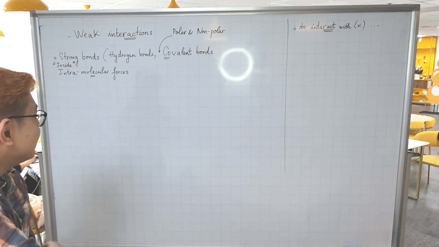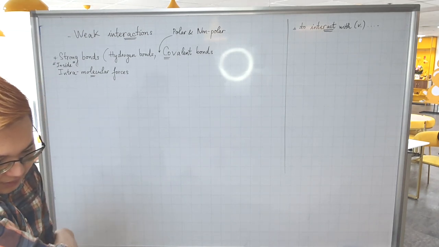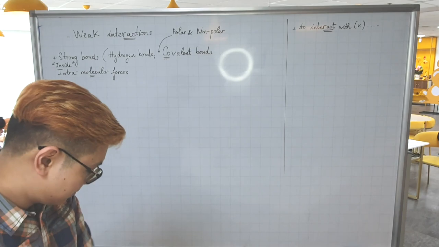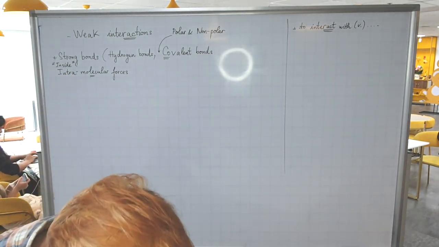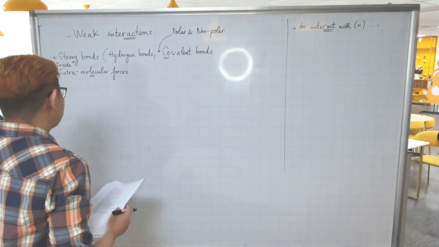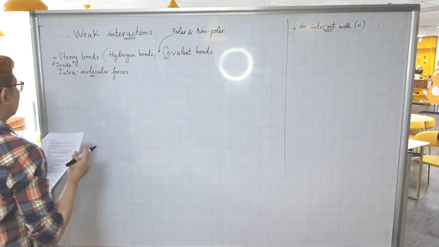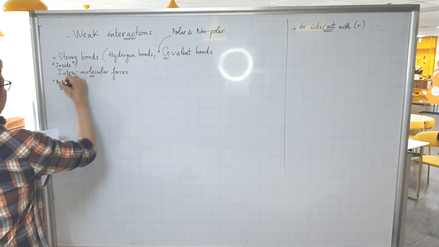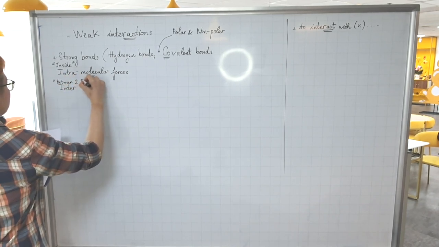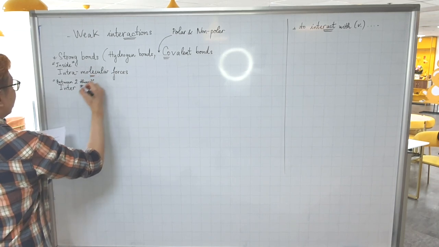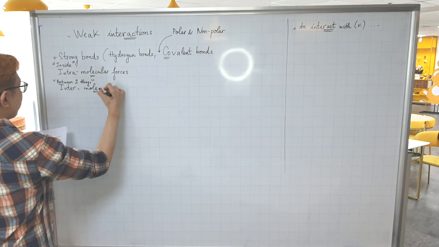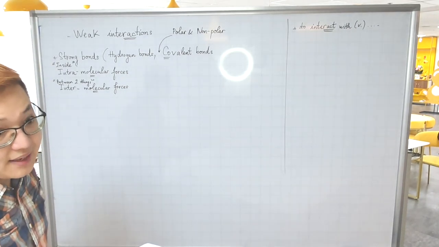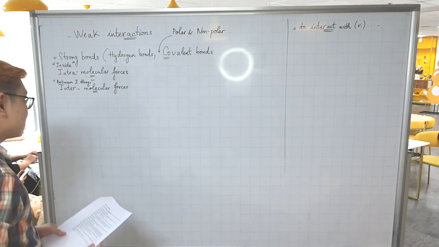However, what we are talking about now is weak interactions. So what exactly are they? Weak interactions are basically mostly intermolecular forces. Inter means between two things, so intermolecular forces are the bonds between two molecules.